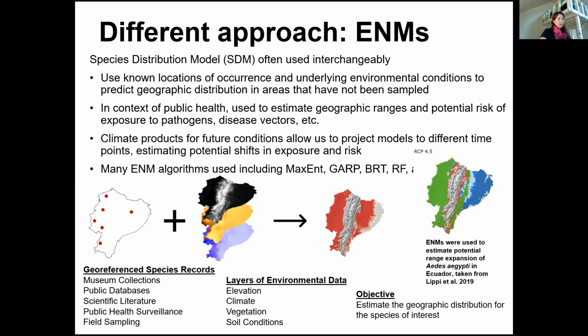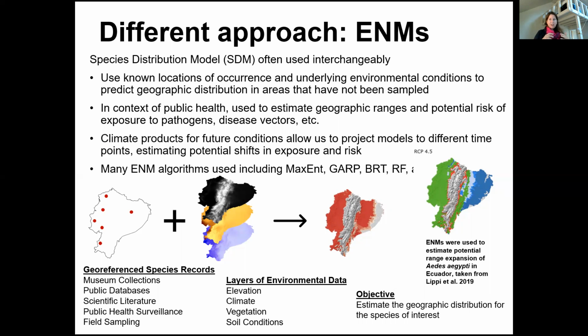Some of these models do better with a fundamental niche concept, some of them do better with a realized niche concept. But it is this concept of niche, of the different components and axes of your environment that give rise to your ability to be in that place, that underlies the principle of these models. So we use the known locations of occurrence and the underlying environmental conditions to predict geographic distributions in areas that are not represented by those occurrence data.